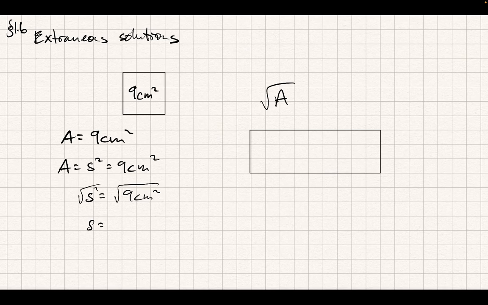So what is the square root of 9 centimeters squared? Plus or minus 3 centimeters. A side cannot be negative. So out of my two answers, one of these is an extraneous solution. Negative 3 centimeters is extraneous. Why? Because you can't have a negative length. Length and distance cannot be negative.